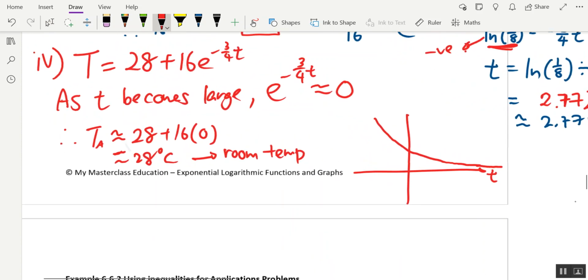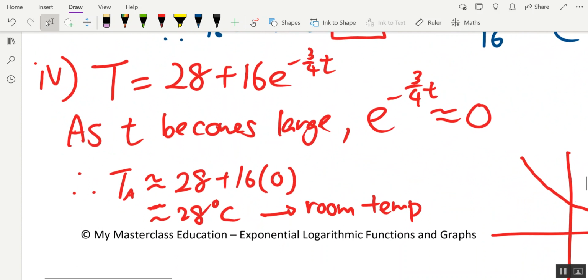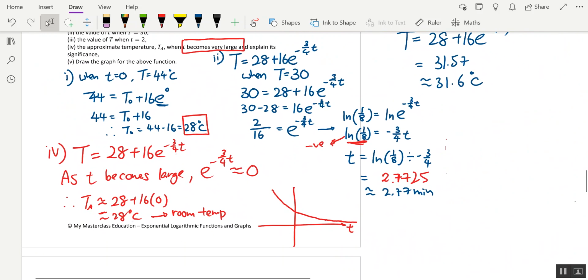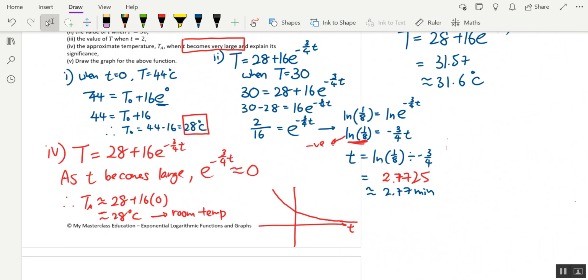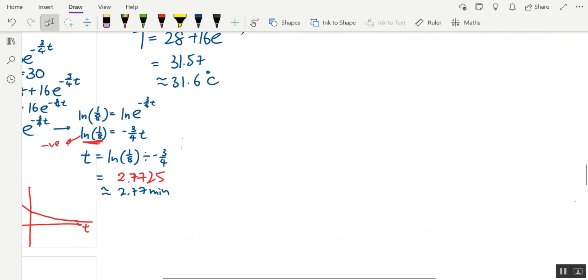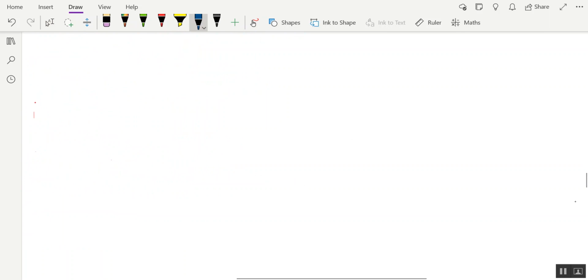Okay, so as t becomes large, always start arguing by saying that e power negative something will always approximate to 0. Sub the 0 into your e power something, and that is the approximate temperature or approximate value of whatever that you need. Okay, and to draw the graph, I have gone through in the video previously.